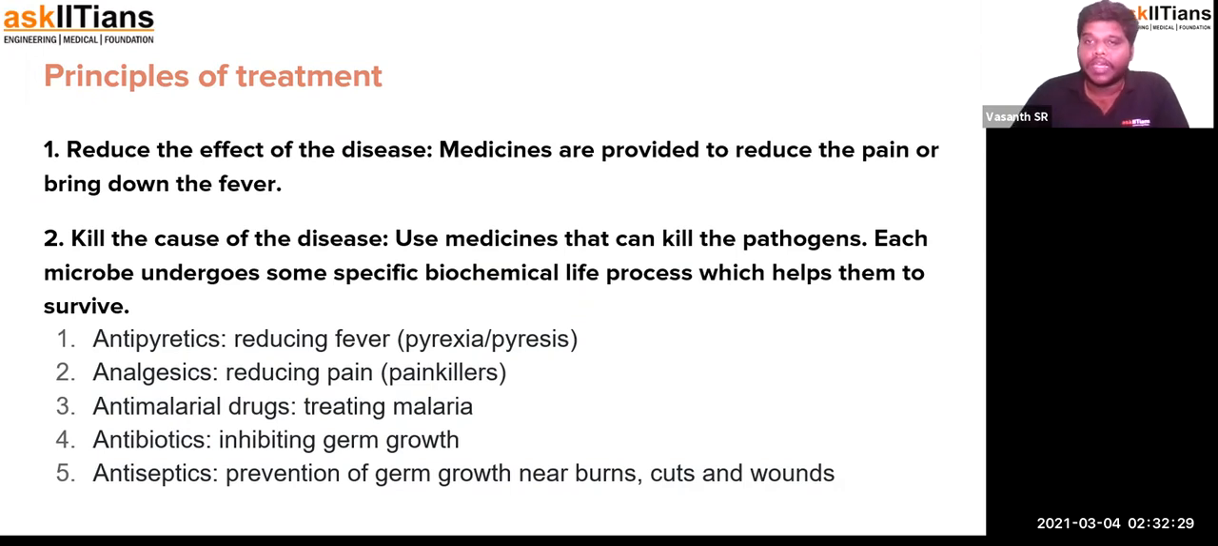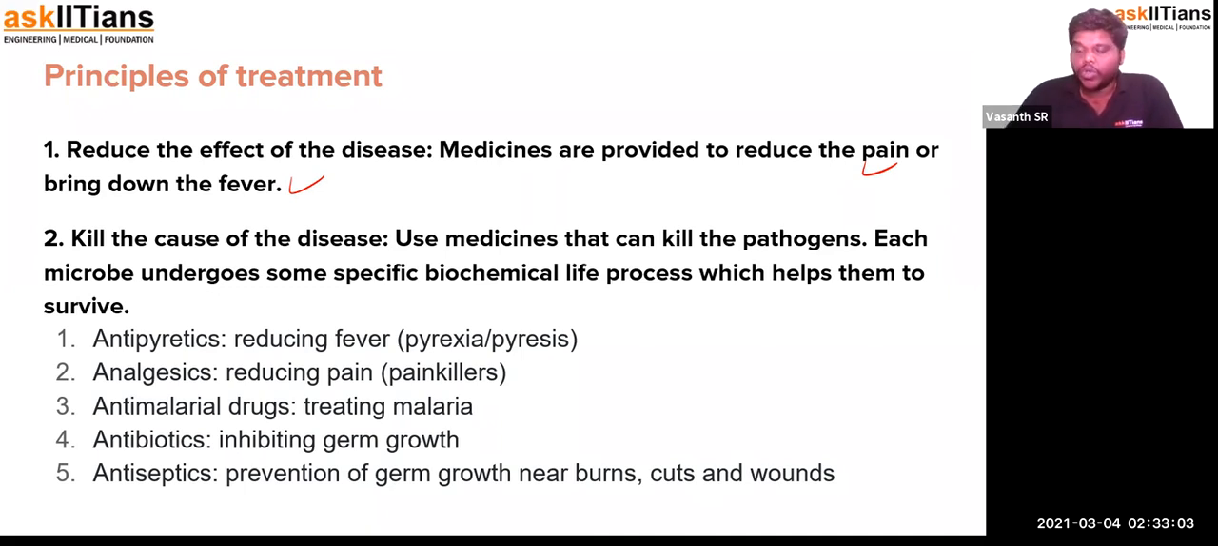Usually the pain and fever, and then stomach ache. It could be any of these two, mostly these two only. So they will just take care of the effects that are caused by the disease condition, that is, reducing the effect of the disease. And later, once they have reduced the effect of the disease, they will swoop in with killing, removing or taking care of the cause of the disease condition.